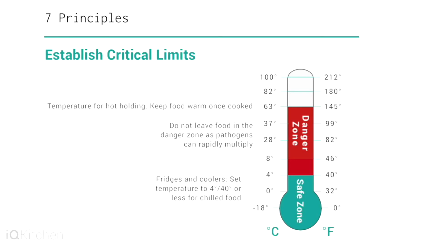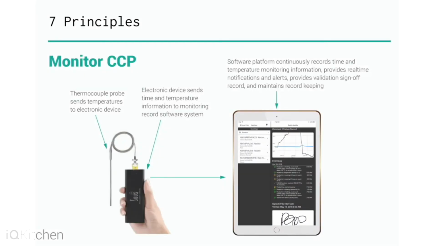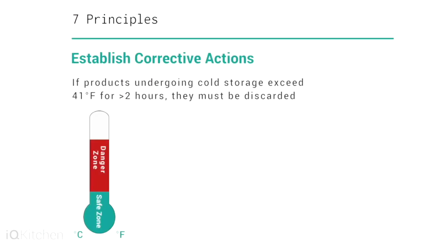A critical limit, CL, is the maximum and/or minimum value to which a biological, chemical, or physical parameter must be controlled at a CCP to prevent, eliminate, or reduce to an acceptable level the occurrence of a food safety hazard. Principle 4. Monitor CCP. The HACCP team will describe monitoring procedures for the measurement of the critical limit at each critical control point.